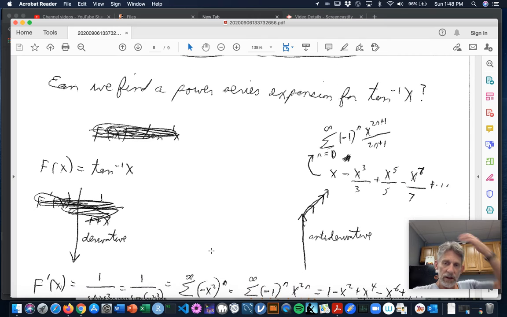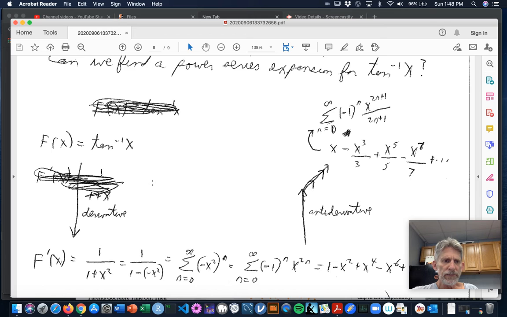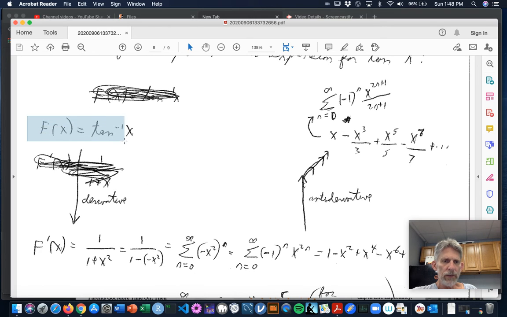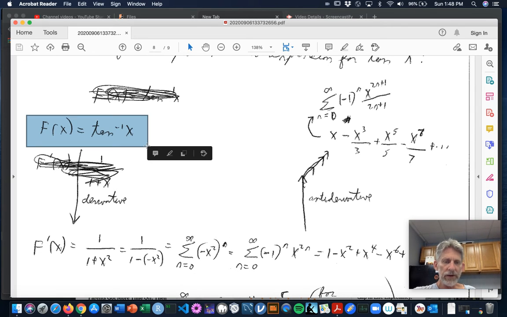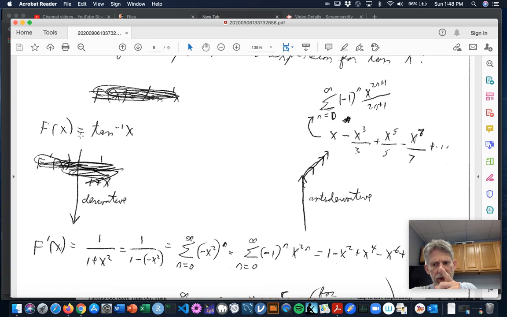But it gets even deeper. Could we find a power series expansion for tangent inverse of x? Well, tangent inverse of x is a function of x. I'll call it capital F of x. I'm just going to take the derivative of that function. You might think, why? Just follow along, you'll see. I'm going to take the derivative.